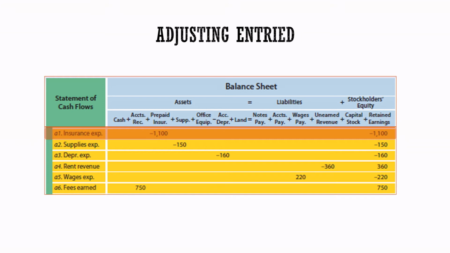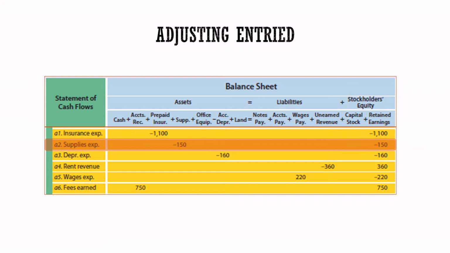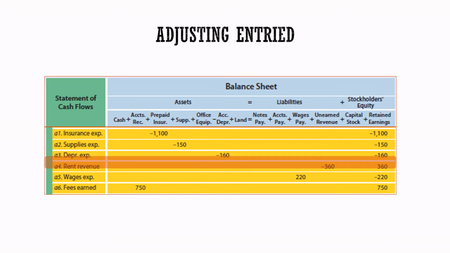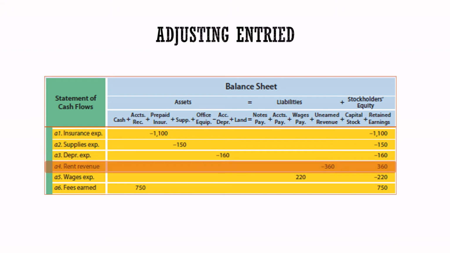Supplies used, $150, was recorded as a decrease in supplies and an increase in expenses. Depreciation of office equipment, $160, was recorded as an increase in accumulated depreciation, which is a contra asset account, and an increase in expenses. Unearned revenue of $360 was earned at the end of the month and recorded as a decrease in unearned revenue, a liability account, and an increase in revenue.